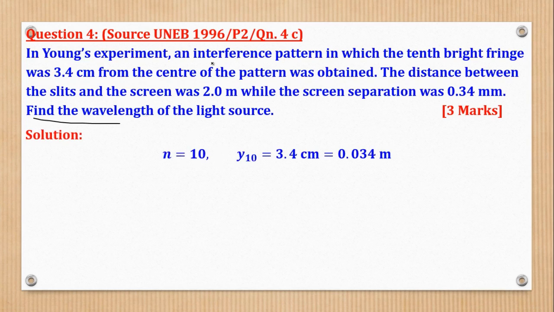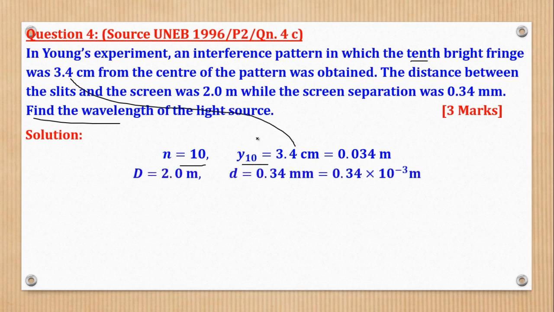So we have n was 10 because of the word 10th. So we have now y10 as 3.4 centimeters. And capital D is 2. Therefore here it was not screen, it was slit. So you edit this and put there the word slit. Slit separation was that.